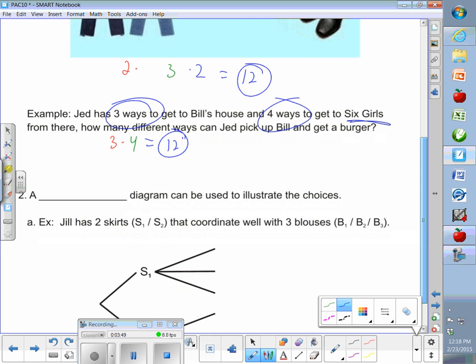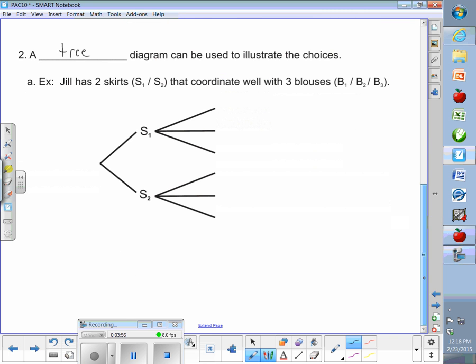All right, so we have these tree diagrams to try to illustrate the possibilities. It's used to illustrate the choices. So here's what we're going to illustrate with the first example. Jill has 2 skirts, skirt 1 and skirt 2. And they coordinate well with her 3 blouses, blouse 1, blouse 2, and blouse 3.